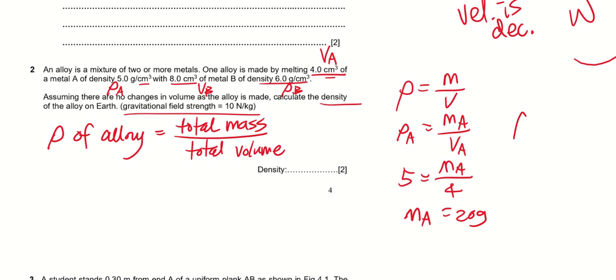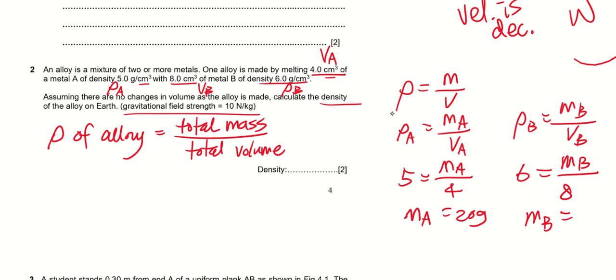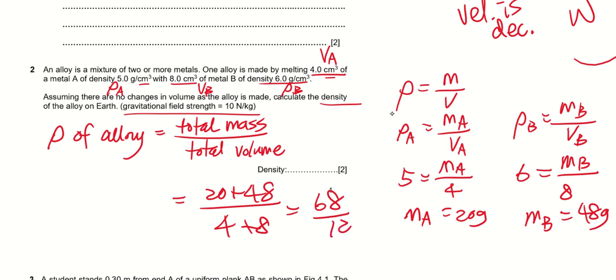Let me repeat for B, density equals mass B over volume B. Okay, so density of B is 6, mass of B is unknown, volume B is 8, so mass of B is 48 grams. So now I have 20 plus 48 over total volume, which will be VA plus VB, so 4 plus 8. So do your math and your final answer is 68 over 12.